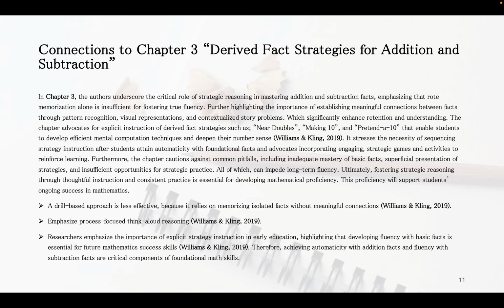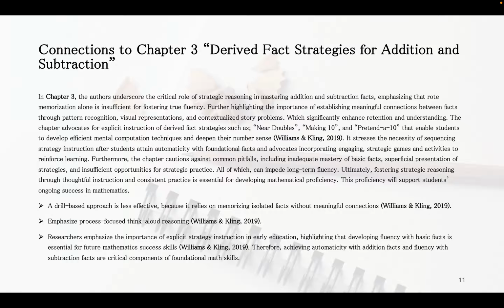Connections to Chapter 3, derived facts, strategies for addition and subtraction. In Chapter 3, the authors underscore the critical role of strategic reasoning in mastering addition and subtraction facts, emphasizing that rote memorization alone is insufficient for fostering true fluency. They further highlight the importance of establishing meaningful connections between facts through pattern recognition, visual representations, and contextual story problems, which significantly enhances retention and understanding. The chapter also advocates explicit instruction of derived facts such as near doubles, making 10, and pretend a 10, that enables students to develop efficient mental computation techniques and deepen their understanding of number sense.